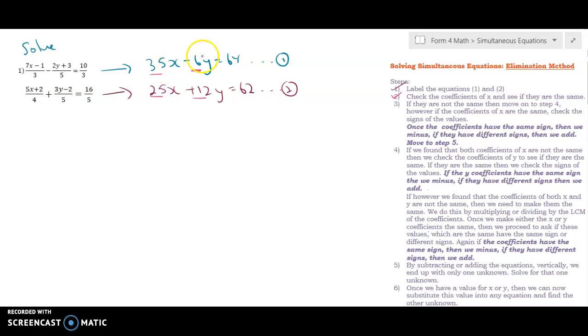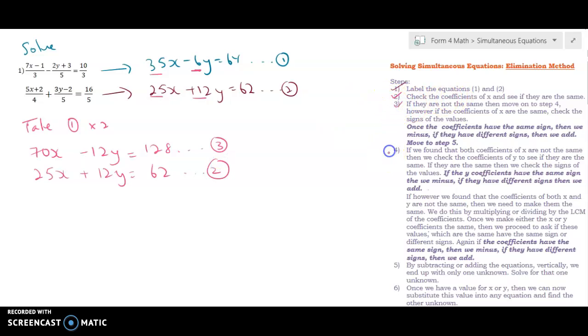So what I can do is manipulate this first equation so that I will get the same y values here, or at least the same digit. The digit will be 12. So I'll take equation 1 and multiply by 2. We get 35 by 2, that is 70x minus 12y, and 64 by 2 is 128. I'll call this equation 3. Now writing back equation 2 here, I'll get this. That's equation 2.